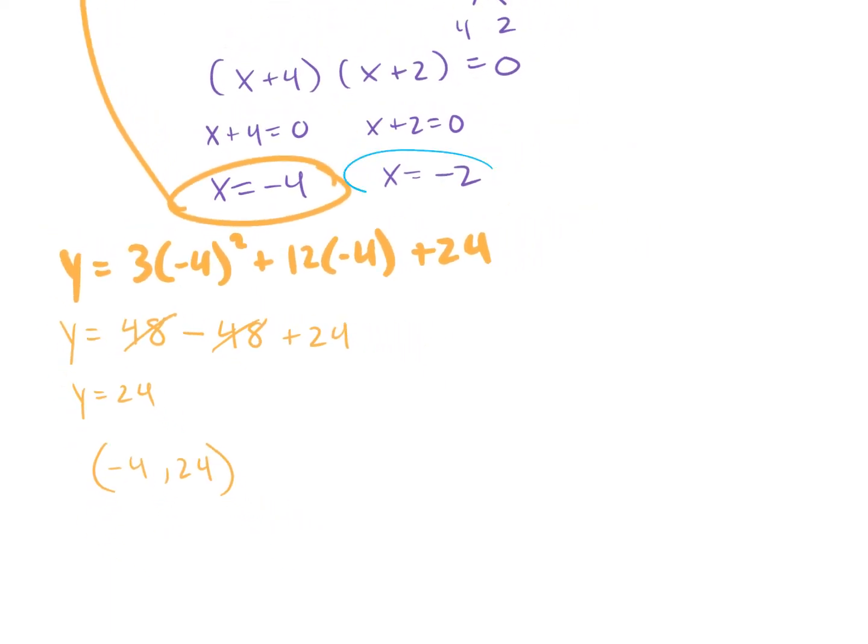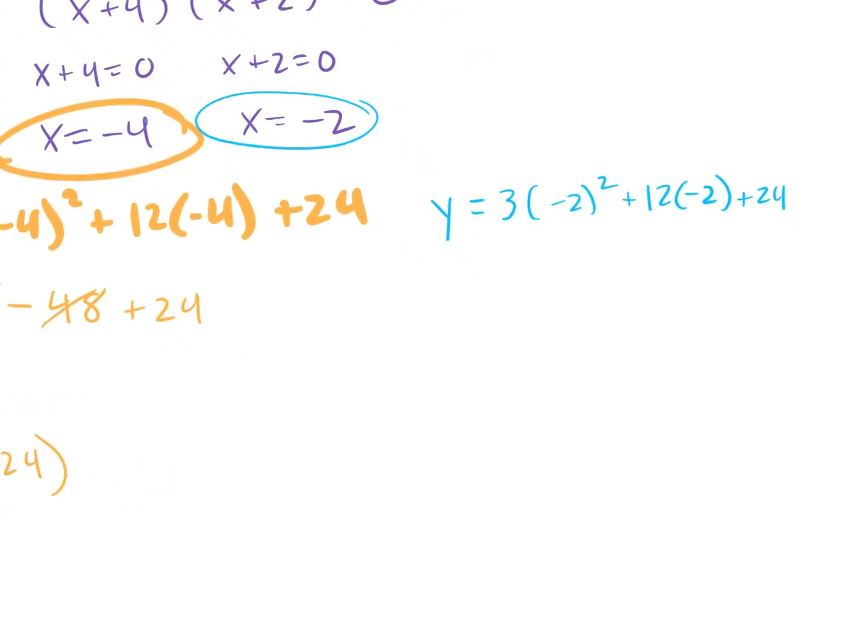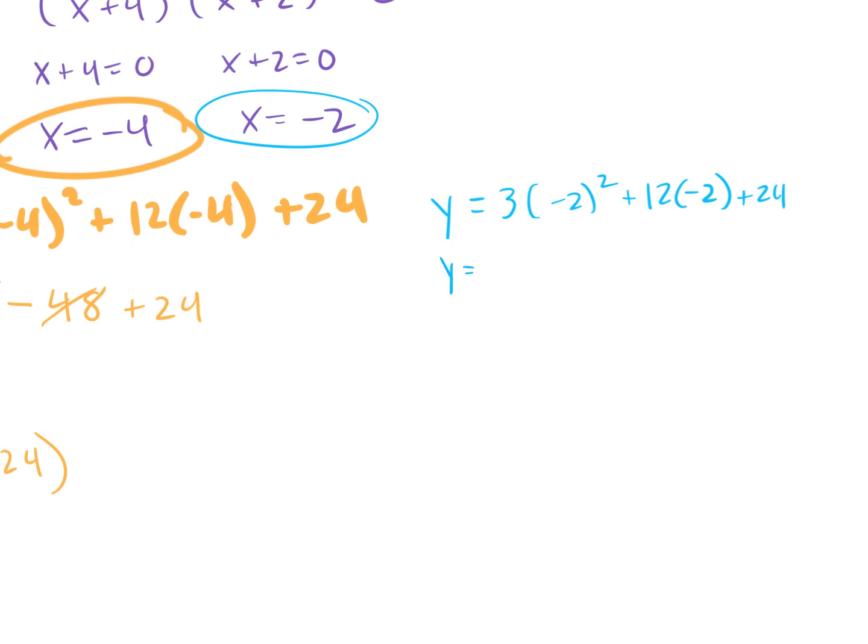We do the second thing with -2 also. We do the same thing with the second number. So y is equal to 3 times -2 squared plus 12 times -2 plus 24. Just follow your order of operations. So -2 squared is 4. 4 times 3 would be 12. 12 times negative 2 would be negative 24, and then plus 24. So negative 24 plus 24 is just 0. So y is equal to 12.